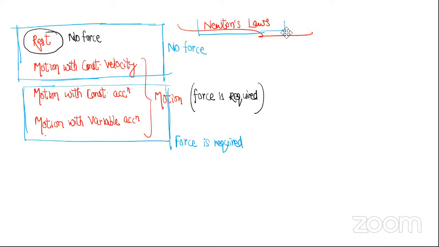Now if you have understood, you will answer true and false type questions. Question: force is required for producing motion. True or false? False. Why false? Because motion with constant velocity does not require any force.